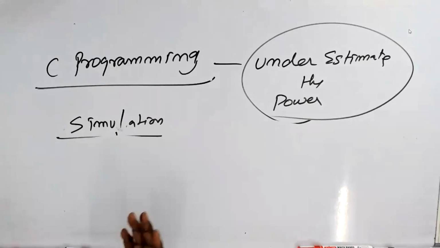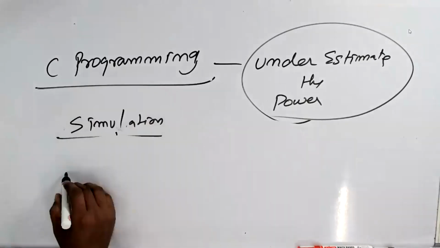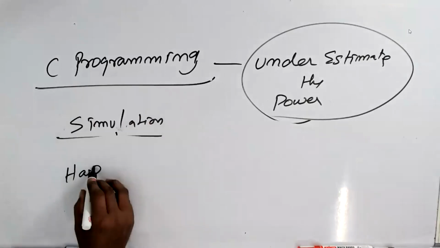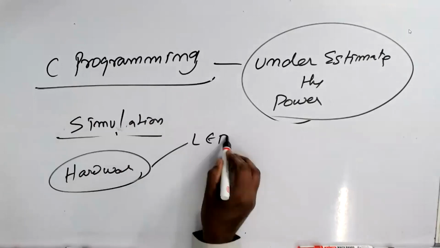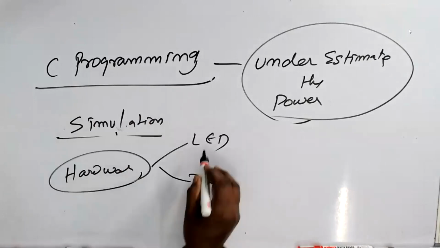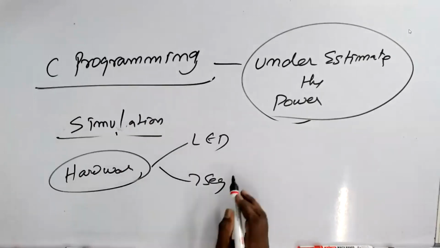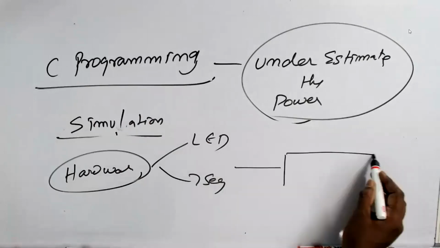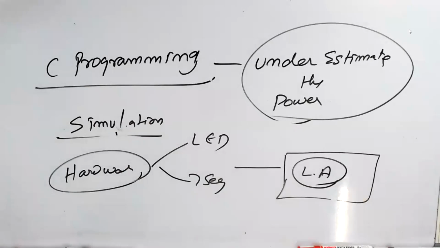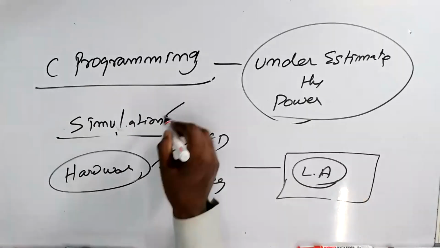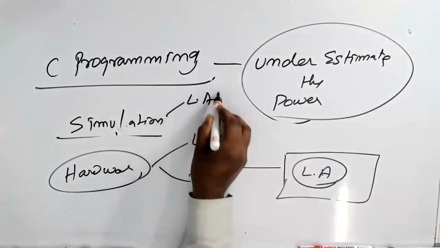Then go to the actual hardware. With the actual hardware, you will connect LED, 7-segment, everything. That is fine. But I wish you to connect to the logic analyzer also. This is another investment. But of course, certain simulation tools have a logic analyzer. You can try that. Wokwi also has one, but I have not yet tried. Let me try and tell you.